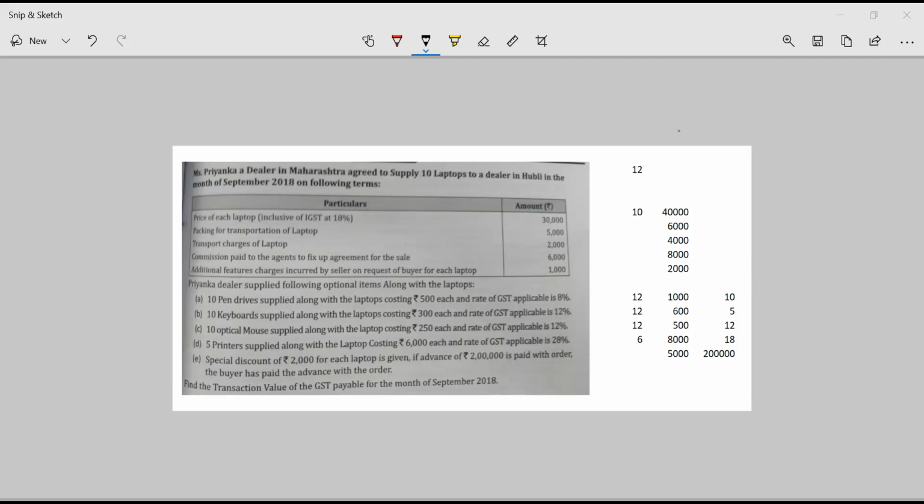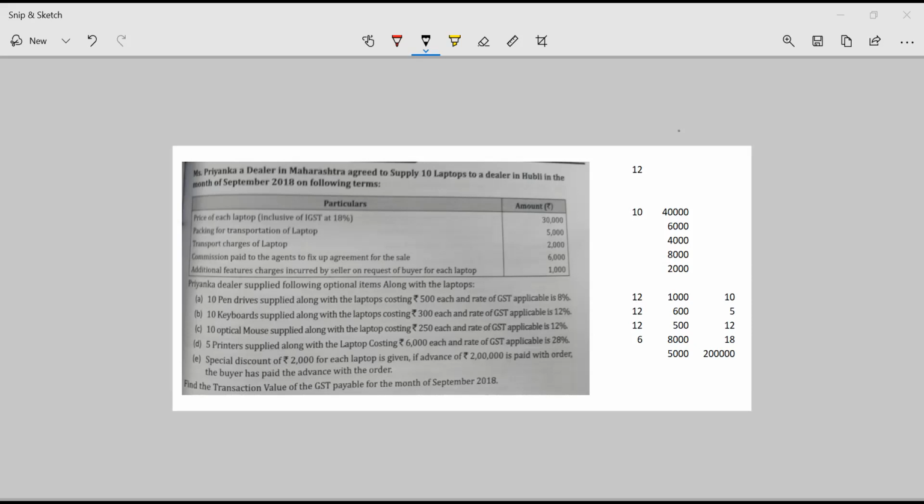40,000 multiplied by 12 divided by 112. Why 12 by 112? It's because there are 12 laptops, right? No, that is an incorrect calculation. That transaction value is incorrect. 5,89,568 is incorrect. 611,563 is the taxable value. Yes, absolutely, 611,563 is the correct answer.